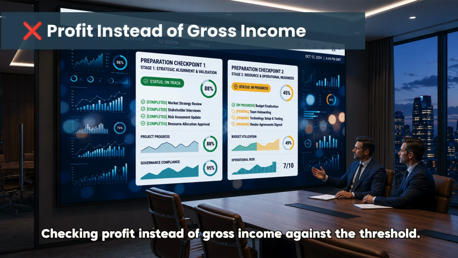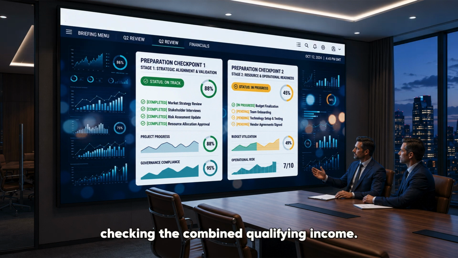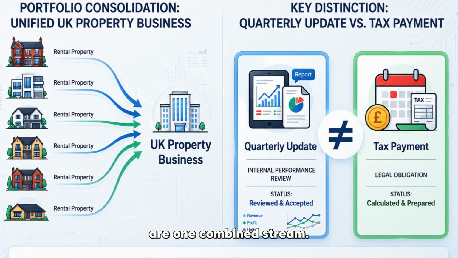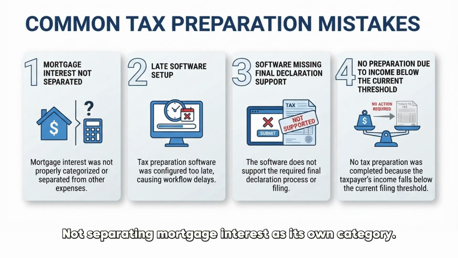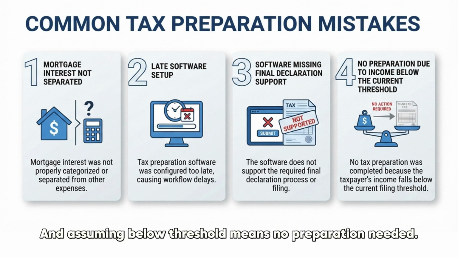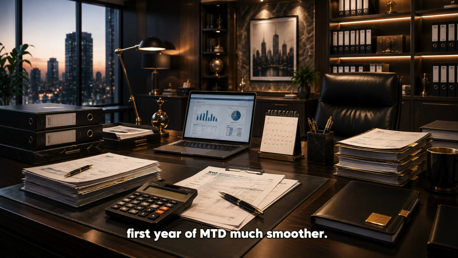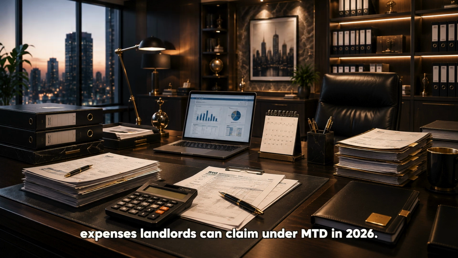Checking profit instead of gross income against the threshold. Assuming joint ownership removes the obligation without checking the combined qualifying income. Filing separate updates per property when all UK properties are one combined stream. Confusing quarterly updates with tax payments. Not separating mortgage interest as its own category. Leaving software set up too late. Not checking the software covers the final declaration. And assuming below threshold means no preparation needed. Understanding these issues early can help make your first year of MTD much smoother. Next up, what allowable expenses landlords can claim under MTD in 2026.